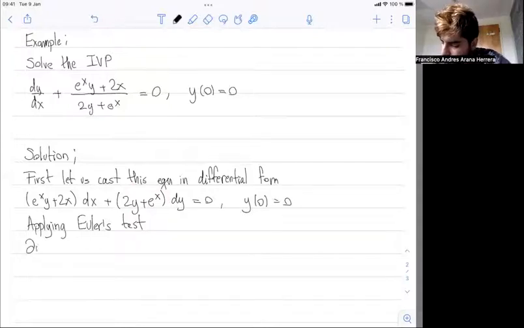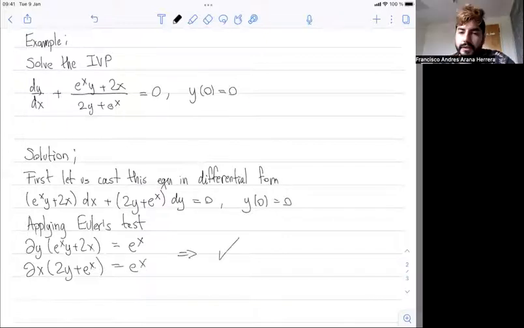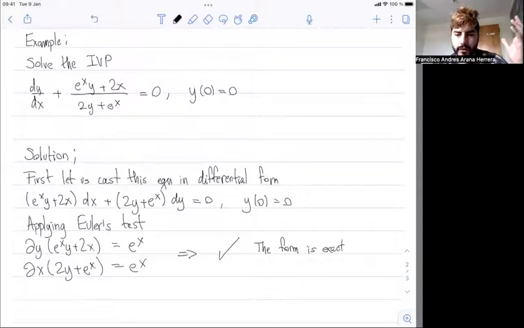So we do partial y of e to the xy plus 2x. Well, that's just e to the x. And then partial x of the second guy, 2y plus e to the x, is also e to the x. So what this means is that Euler's test is satisfied. So the form is exact. So we're good. We at least know it's exact.